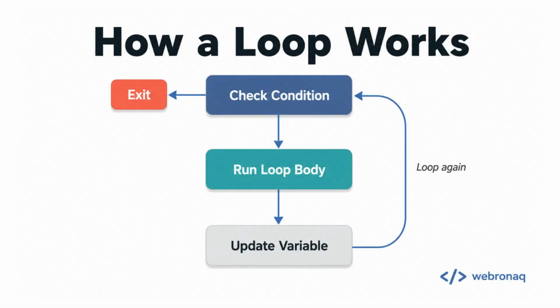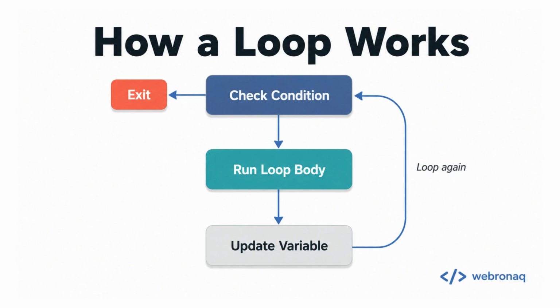Alright, before we talk about infinite loops, let's make sure the normal loop behavior is crystal clear. Every loop has 3 moving parts. First, it checks a condition, something like, is count less than 5? If that condition is true, the loop body runs. After the body finishes, the loop updates something, usually a variable, and then goes back to check the condition again. This cycle repeats until the condition becomes false, and that is when the loop exits cleanly.